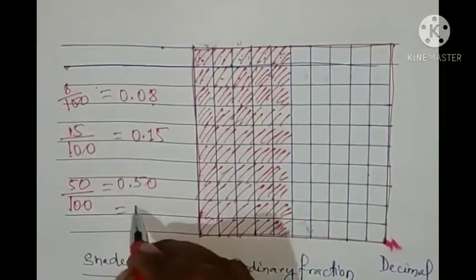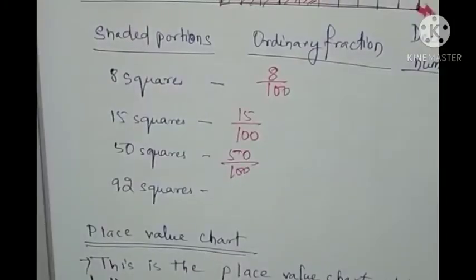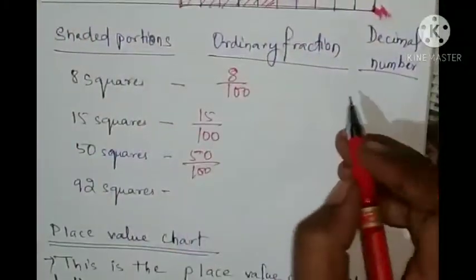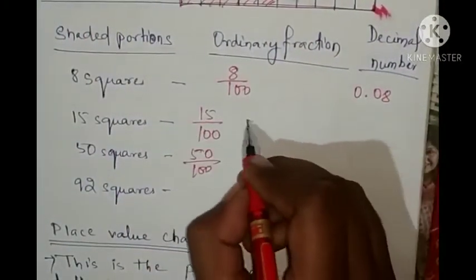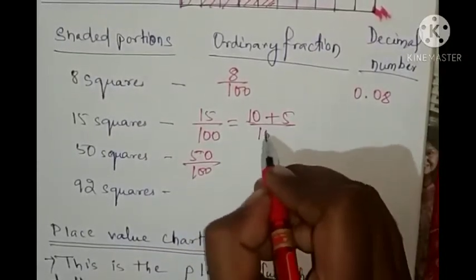0.50, simply I can write as 0.5. Okay. So look here, 8 by 100 means in decimal we'll write 0.08. 15 by 100, we can write as 10 plus 5 by 100.